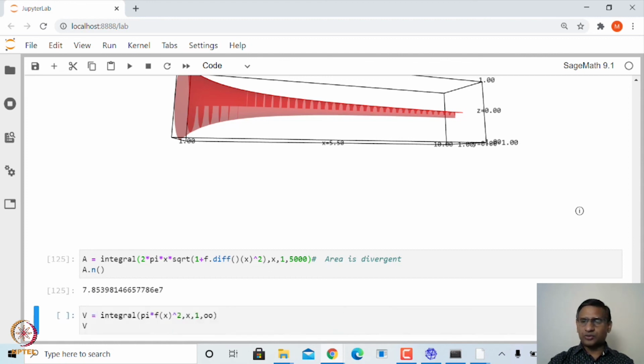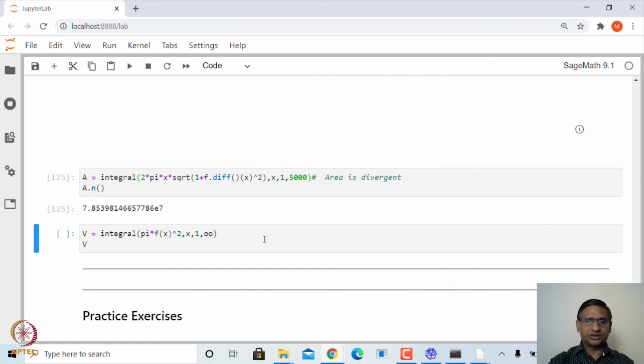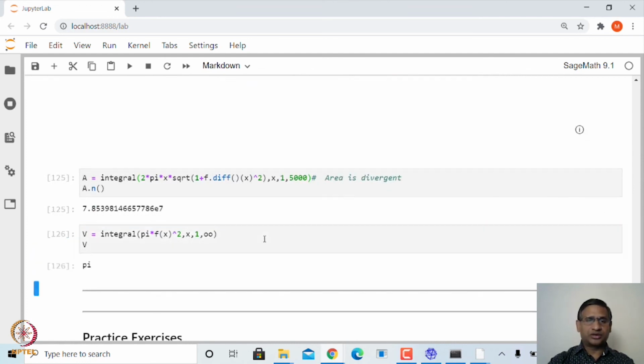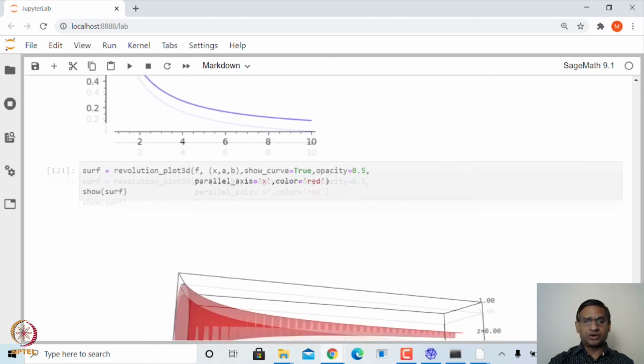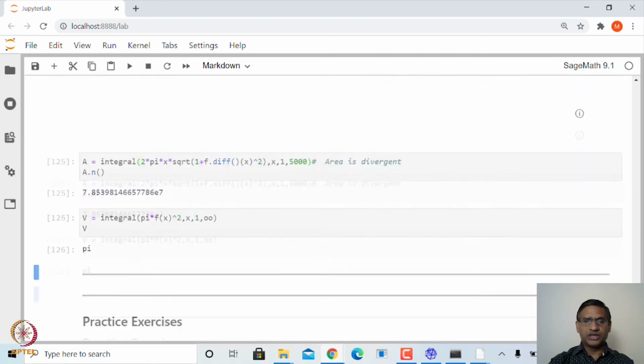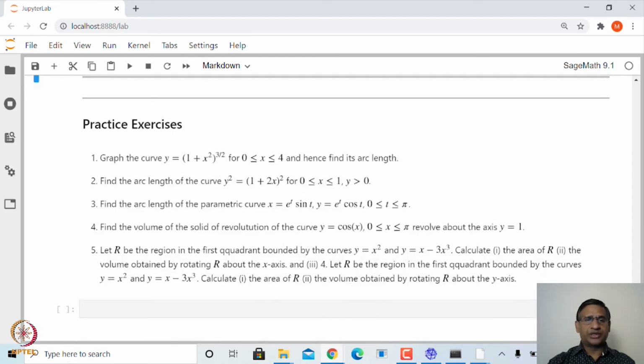If I look at the volume of this Gabriel horn, we have to calculate the integral of f(x) square into pi from 1 to infinity, right. This is actually pi. So, the volume is finite, whereas the surface area is infinite. That is the interesting thing about this Gabriel horn surface. Okay, so let me leave you with some exercises.